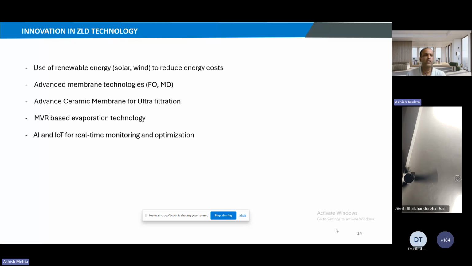There are new developments in MVR based evaporation technology, and new innovations coming in the area of AI and IoT for real time monitoring and optimization. Each and every stage, from chemical dosing to sludge dewatering and flow management, has a support system available on IoT, which can help in quality monitoring, optimizing, and cost reduction. So these are the innovations happening in the ZLD technology area.